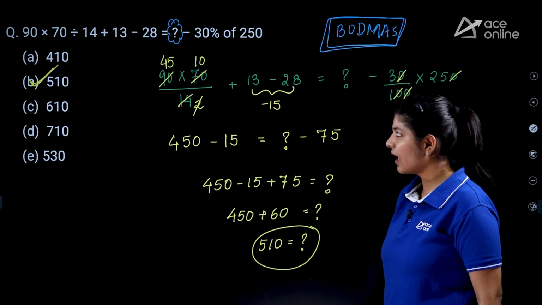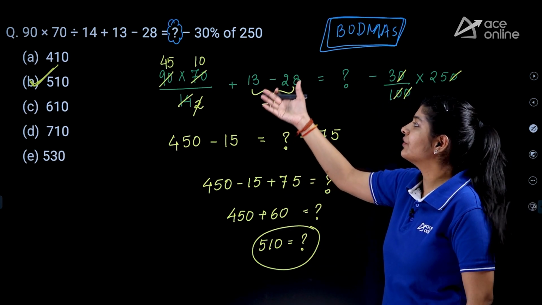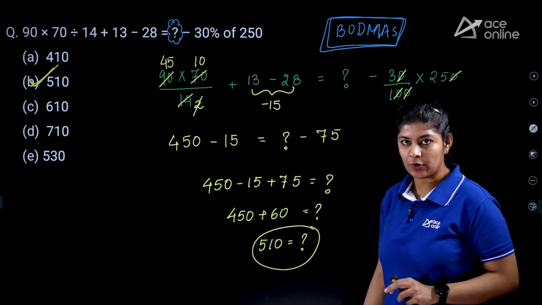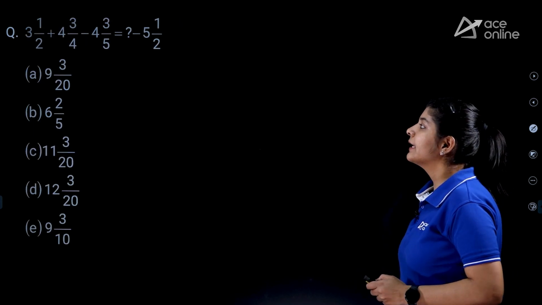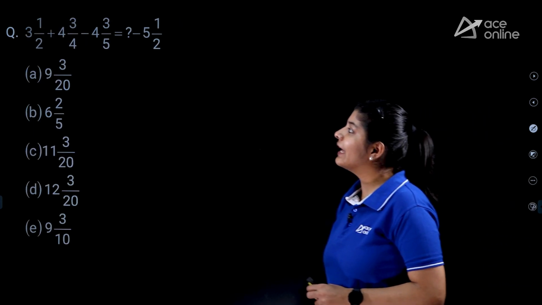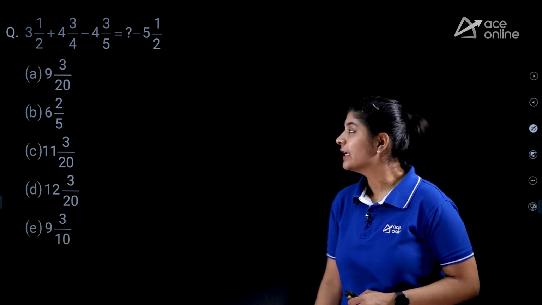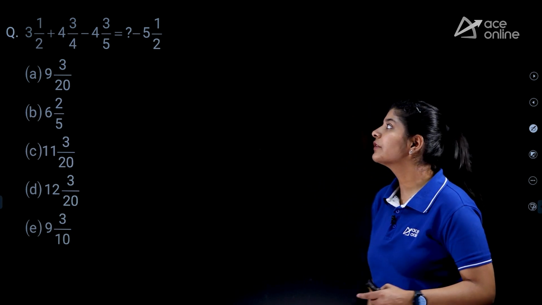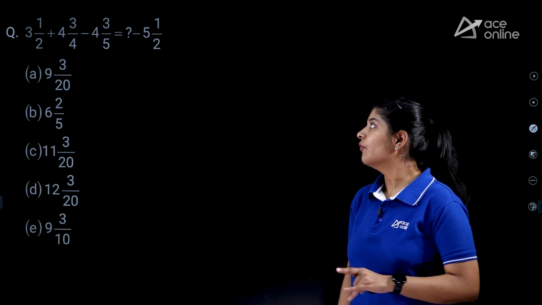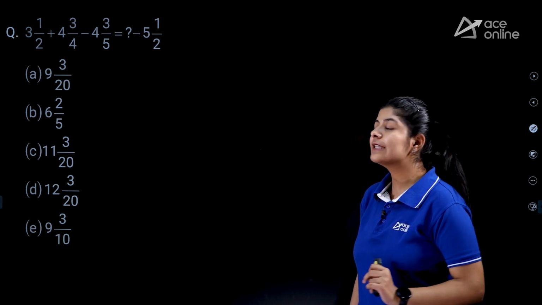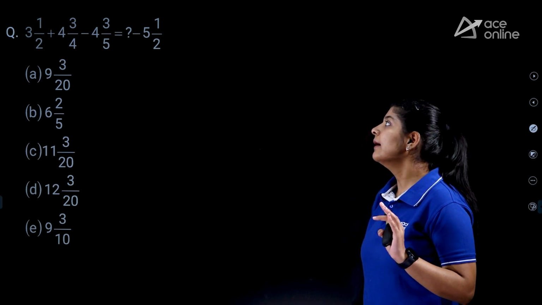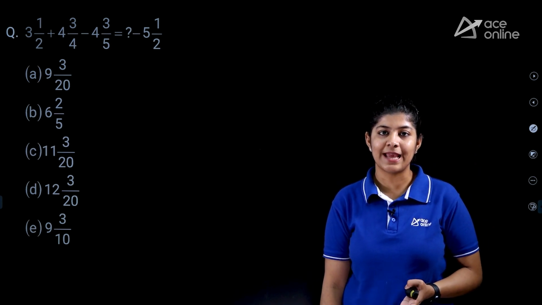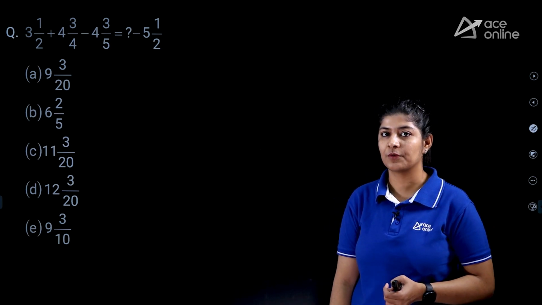Again, what we have to do is just simple basic mathematics, and you can also solve it on the basis of approximation, right? Next. Again, here we are having some mixed fractions. So, 3 1 by 2 plus 4 3 by 4 minus 4 3 by 5 is equal to question mark minus 5 1 by 2. This is the complete expression that I have, and I have to solve this particular question.